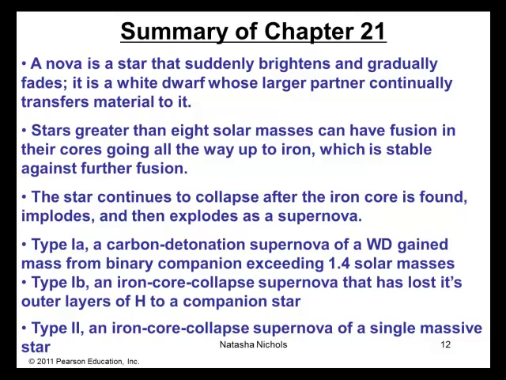Type 1a is a carbon detonation supernova of a white dwarf which gained mass from a binary companion and exceeded its 1.4 solar mass, which we call the Chandrasekhar limit. Type 1b supernova is an iron core collapse supernova that has lost its outer layers of hydrogen to a companion star. Type 2 is an iron core collapse supernova of a single massive star.